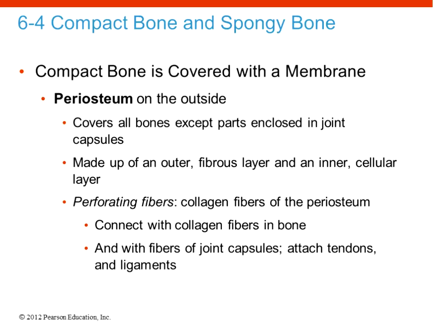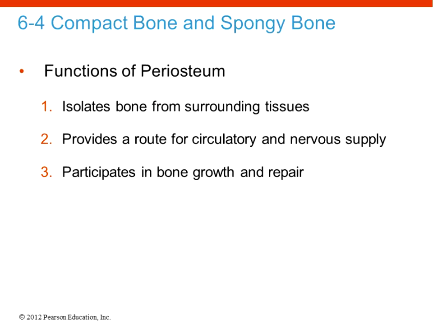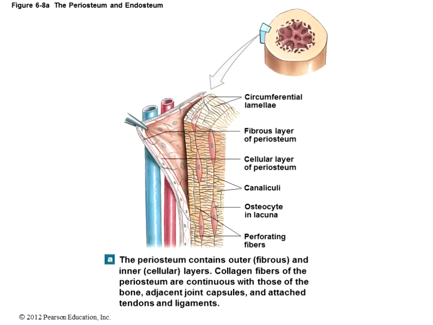Okay? Compact bone is covered with a membrane. It has periosteum on the outside. Okay? Periosteum is just a fibrous and cellular layer that helps isolate the bone, provides a route for circulation, but also helps participate in bone growth and bone repair. So you can see that right here, periosteum on the outside of bone.